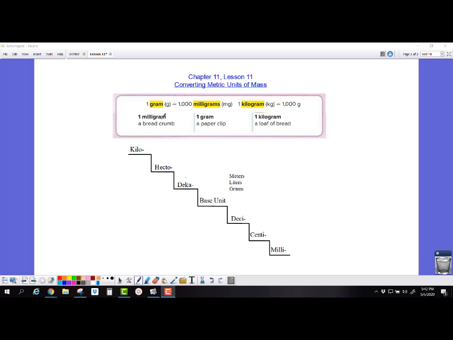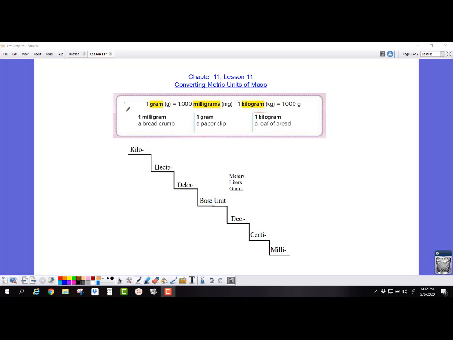A milligram is a very, very small amount. Think a breadcrumb. A gram is a paperclip, and a kilogram is a loaf of bread, kind of a big one. A kilogram is around what 2 pounds might be.